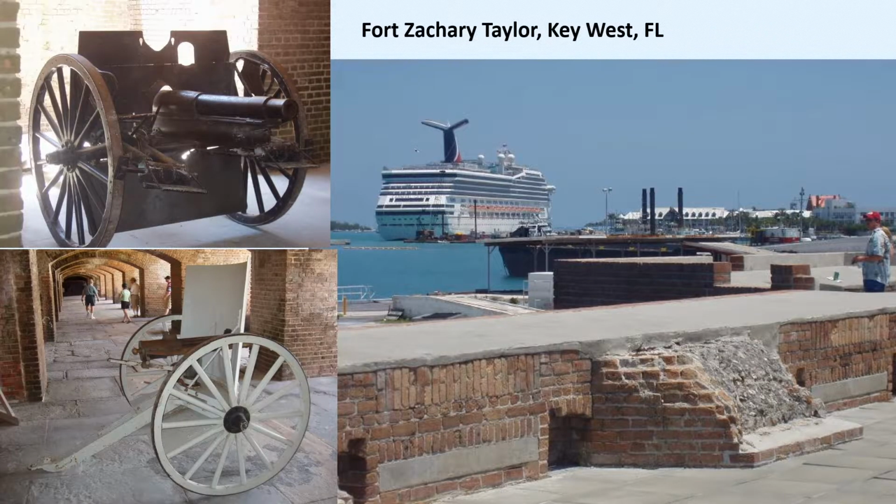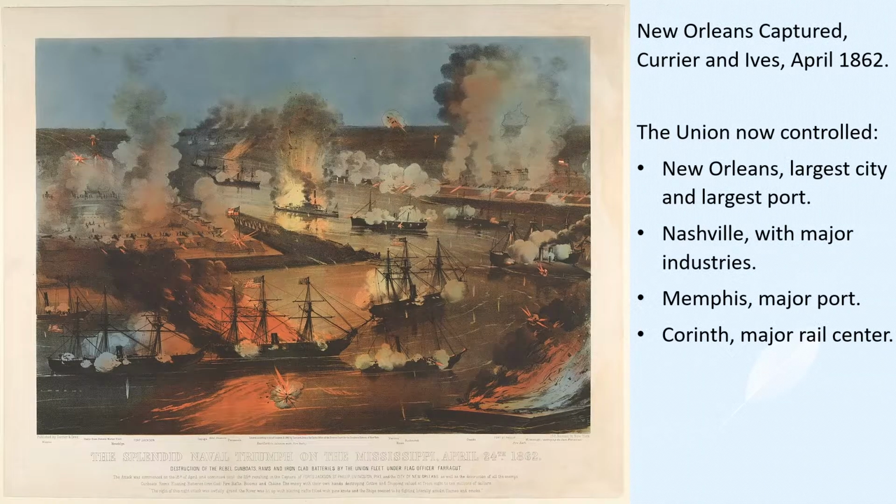And we also have Fort Zachary Taylor in Key West, Florida, right near the cruise ships. In this lithograph, we have New Orleans captured by Currier and Ives. This was shortly before Vicksburg. The Union now controlled New Orleans, the largest city and largest port, Nashville with major industries, Memphis, which was a major port, and Corinth, which was a major rail center.